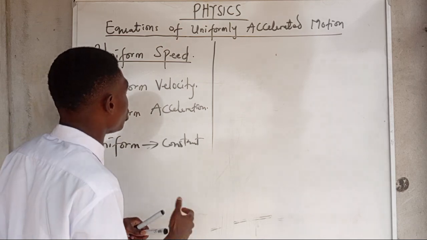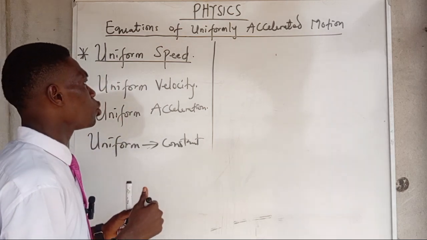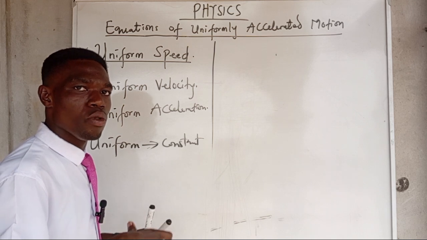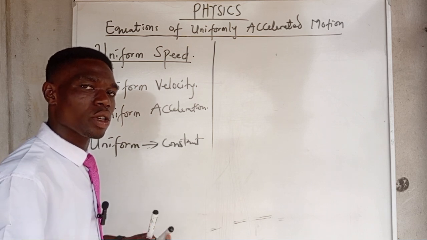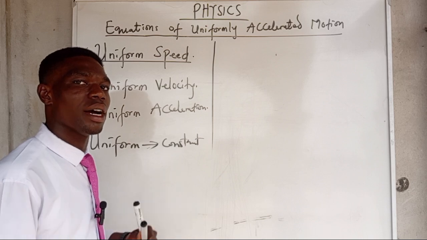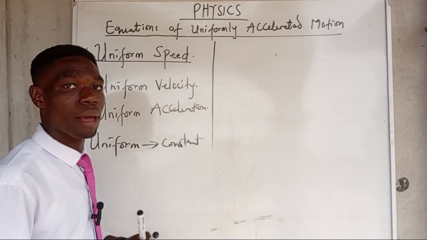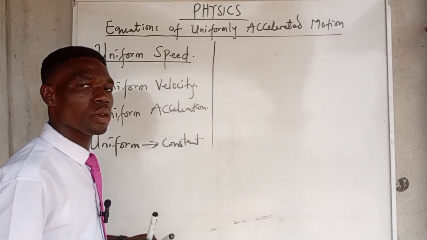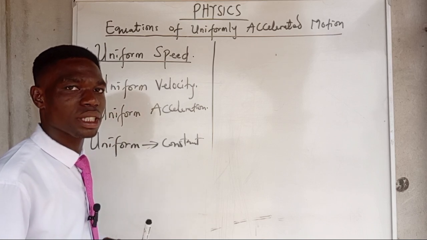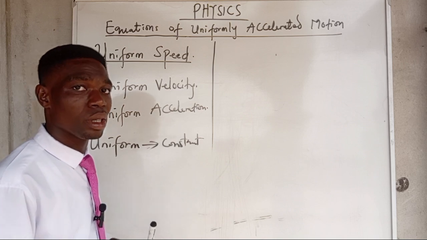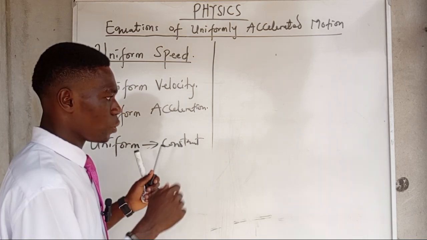Constant means not changing. So when we look at uniform speed, a body is said to move with uniform speed when it covers equal distances in equal time intervals, no matter how small the time interval may be. That is uniform speed. A body is said to undergo uniform speed when it covers equal distances in equal time intervals, no matter how small the time interval may be. Now, I have to explain that.